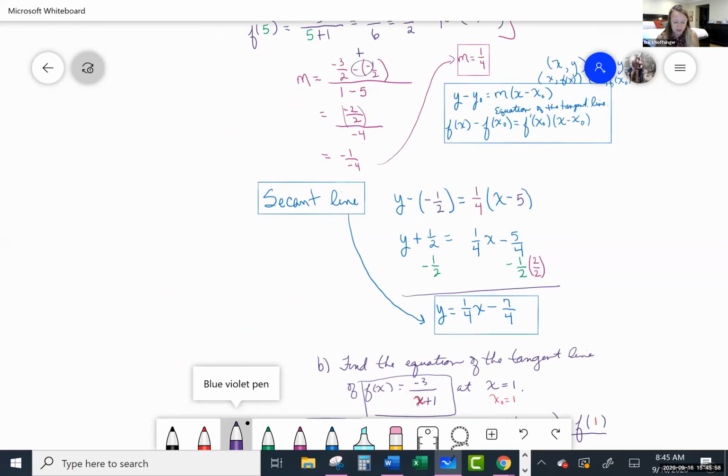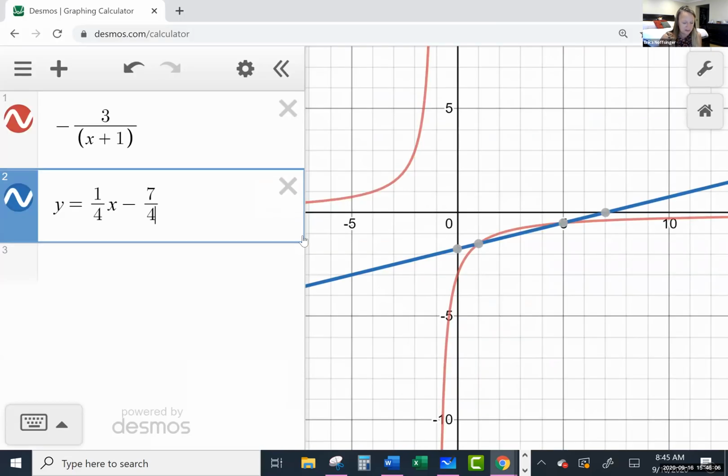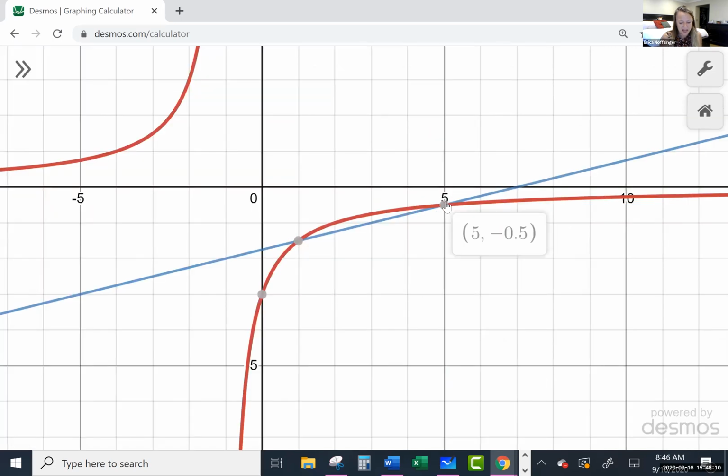Okay, so we had found 2 points. We had found the point here when x was 1. Notice that we got -3/2, which is -1.5. We found this point here when x was 5. We found that our y value was -1/2 or -0.5. And then we found this equation of the line that passed through both of those 2 points. So that was the equation of the secant line.